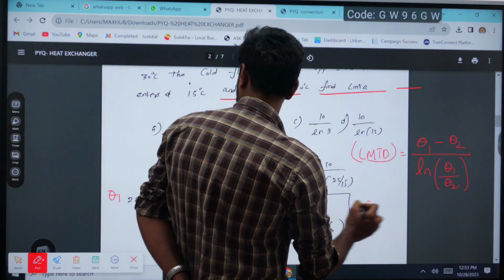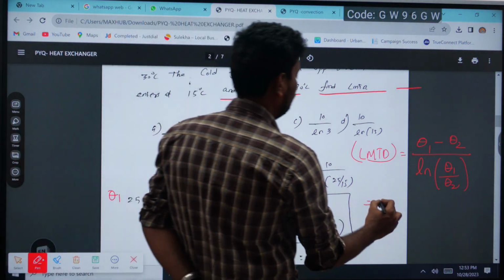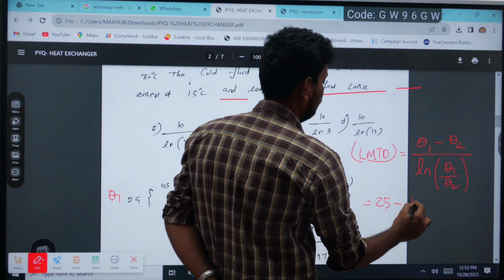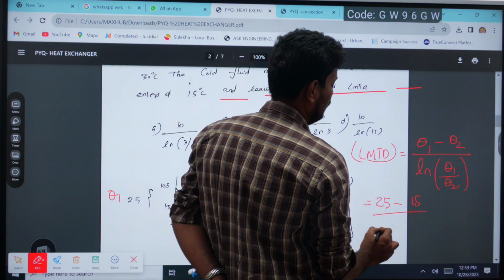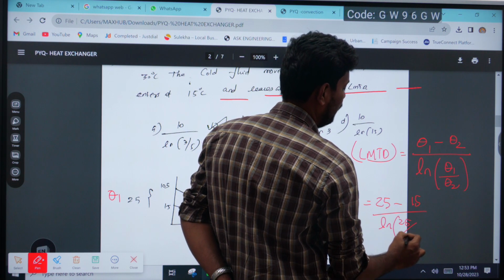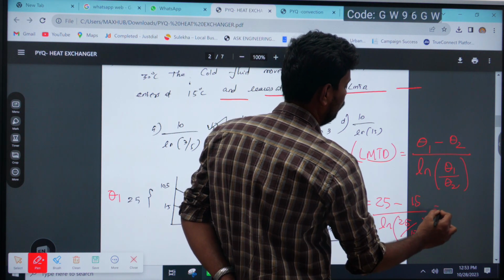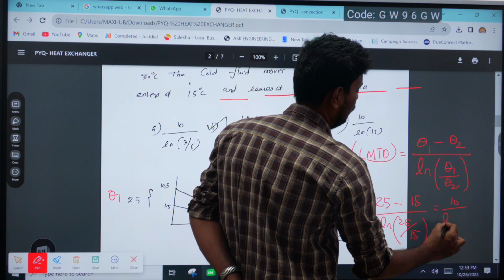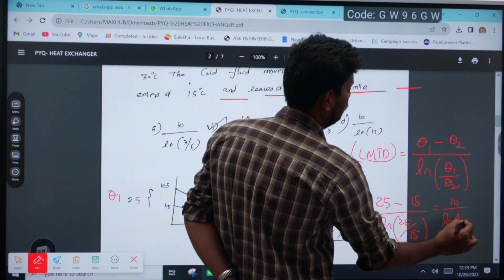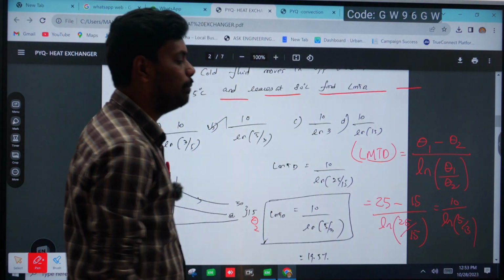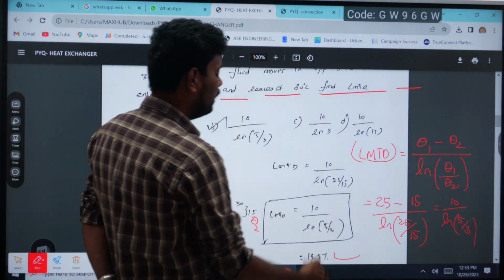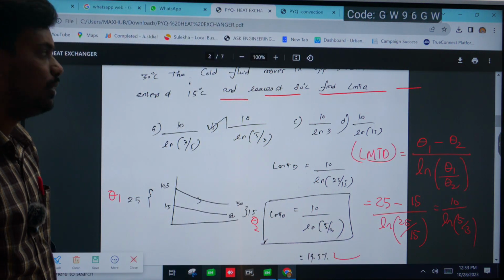So theta 1 is the difference between this, which is 25, minus theta 2, the difference between this, which is 15, divided by ln of theta 1 by theta 2, that is 25 by 15. So if you simplify, how will it become? 10 by ln of 25 by 15, which is 5 by 3. So the answer is 10 by ln of 5 by 3. If they give the numerical value, the answer is 19.57. That is the LMTD value. Okay.